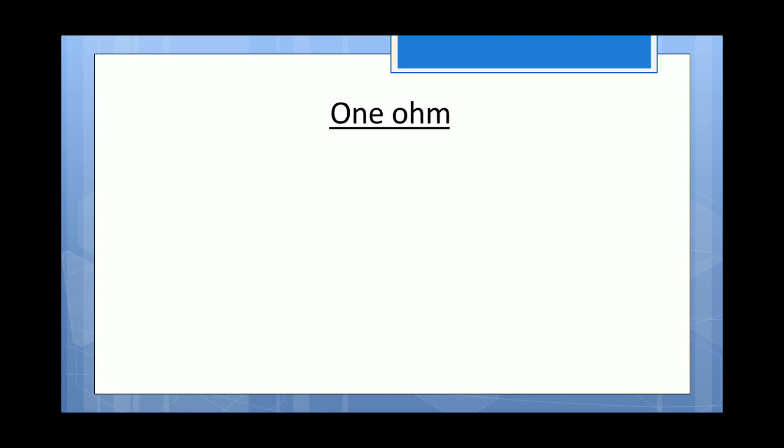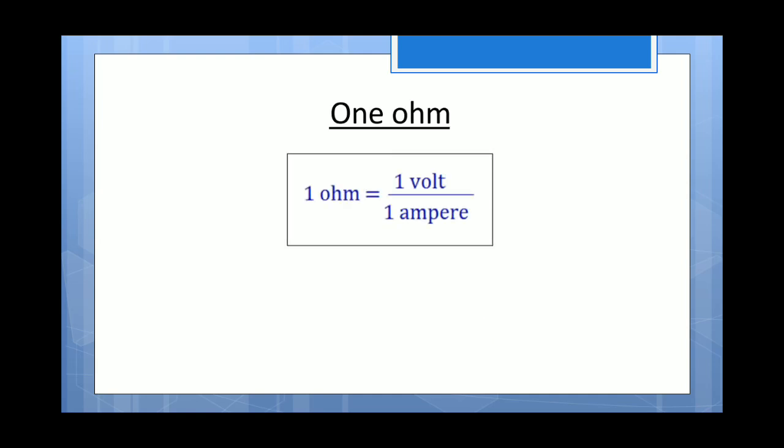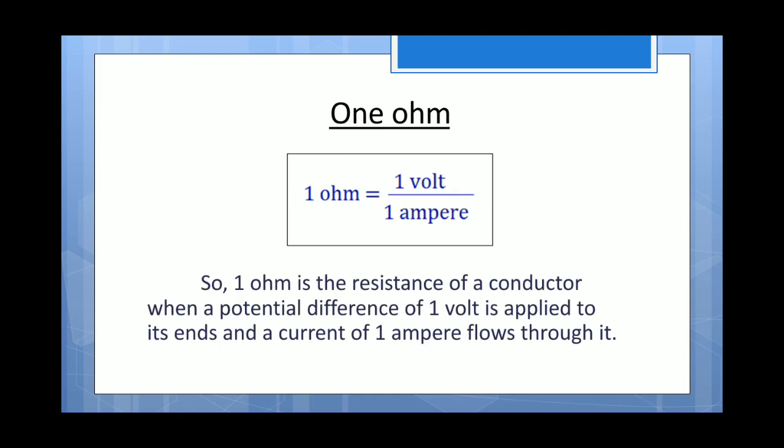Now we define 1 ohm. As 1 ohm is equal to 1 volt upon 1 ampere, so 1 ohm is the resistance of a conductor when a potential difference of 1 volt is applied to the ends and a current of 1 ampere flows through it.